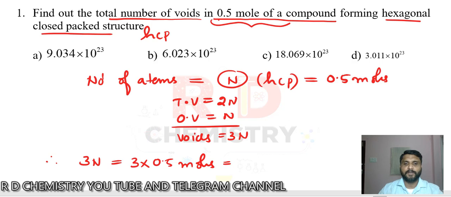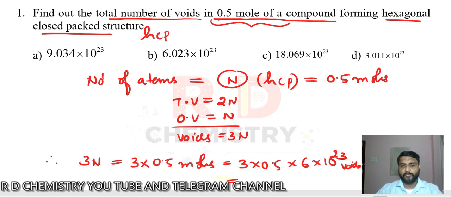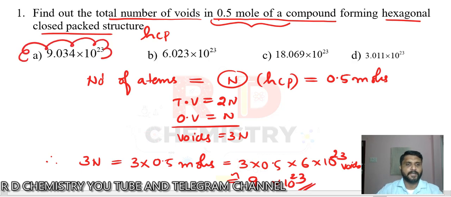But we don't want the moles, we want the total number of voids. So convert moles into the number of particles of the voids. 1 mole contains Avogadro number, so 0.5 moles contain 3 into 0.5 into 6 into 10 to the power 23. So many voids will be there, not in terms of moles. We have converted that mole. When you solve this, finally we get approximately 9 into 10 to the power 23 voids. So the answer is option number A. First one is the answer. Is that clear? Right?